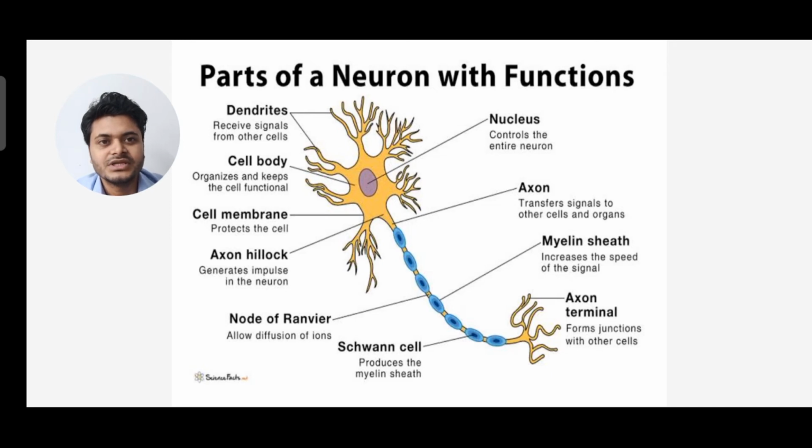Then we have cell body, it organizes and keeps the cell functions. Then we have cell membrane, it protects the cell. Then axon hillock, it generates impulses in the neuron. Then we have node of Ranvier, it allows diffusion of ions. And Schwann cell, it produces myelin sheath.